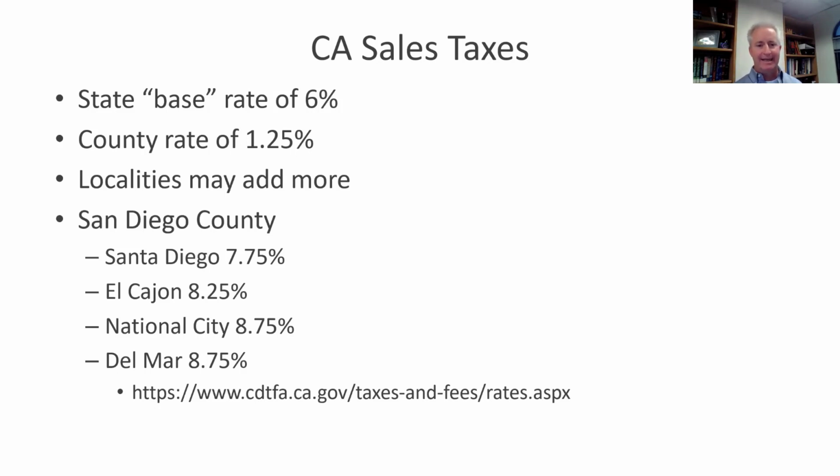And I'm not sure what Santa Diego is, but I assume that's just a typo and it should be San Diego, which is 7 3/4. El Cajon, you can see, is 8 1/4. National City, 8 3/4. Del Mar, 8 3/4. And these change all the time. Well, not all the time, but they change frequently enough that you really would want to go out and check what the current rate is for any particular municipality.